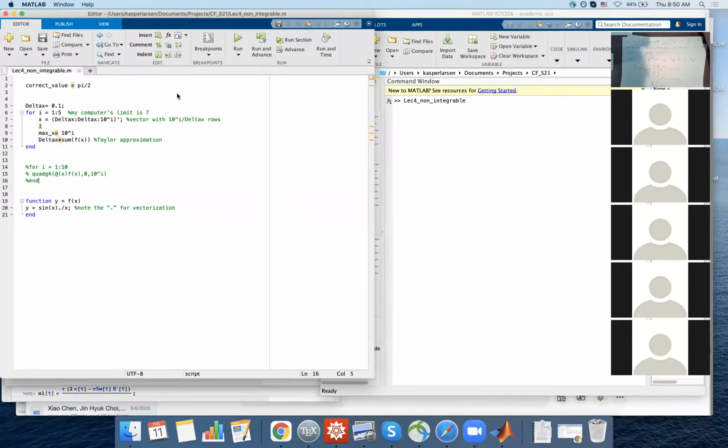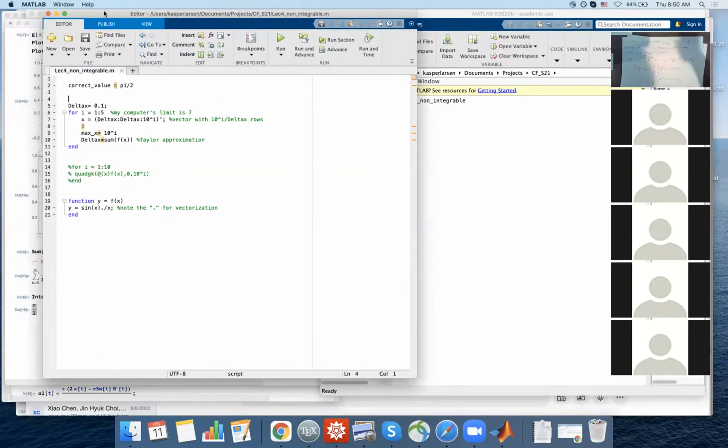So the code here on the left-hand side serves to illustrate this problem that we're dealing with. The correct value is this pi over 2. And so what I did was, I took the function f here, this is just my sine x over x. The first one here just does a basic Taylor approximation.